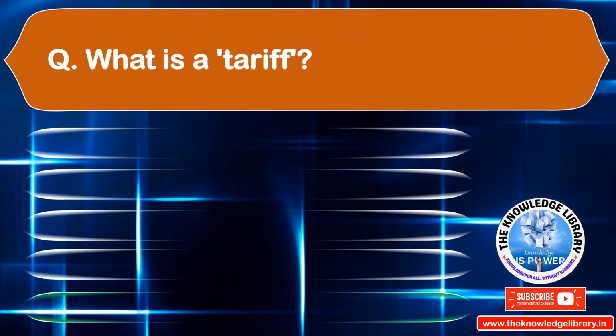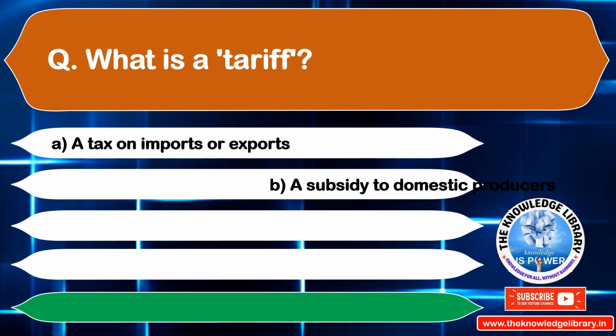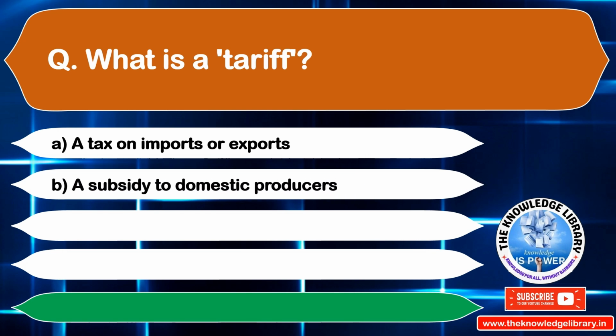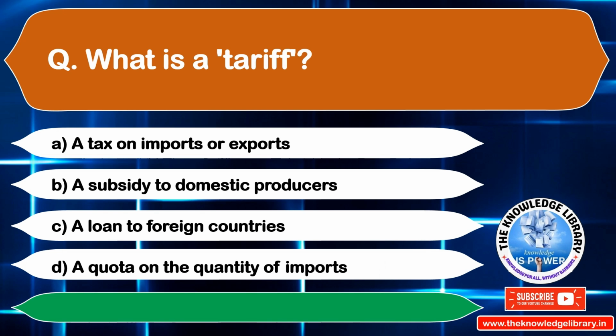What is a tariff? Option A, a tax on imports or exports. Option B, a subsidy to domestic producers. Option C, a loan to foreign countries. Option D, a quota on the quantity of imports. The correct answer is option A, a tax on imports or exports. Move on to the next question.